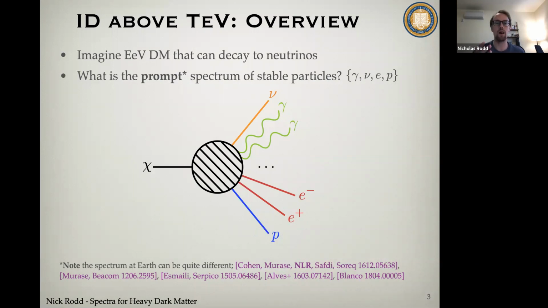These neutrinos, they could, at higher order, emit a W or a Z, for example, which can then initiate a cascade of particles that will ultimately result in a spectrum of all the possible stable particles you would get in the standard model. So for example, photons, neutrinos, electrons, positrons, protons, and in principle, even heavier elements as well. So what I want to do is think about this dark matter particle decaying, and calculate in detail what is the prompt spectrum of these states that come out.